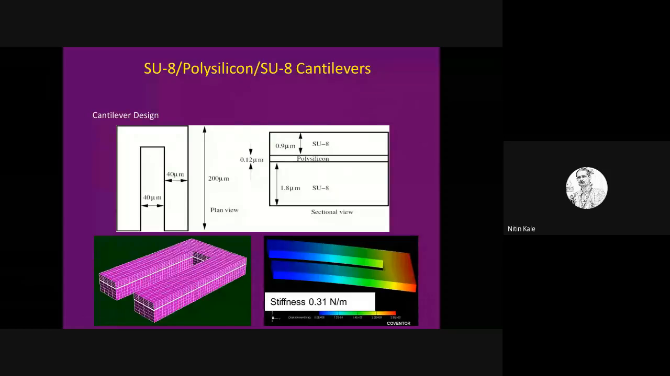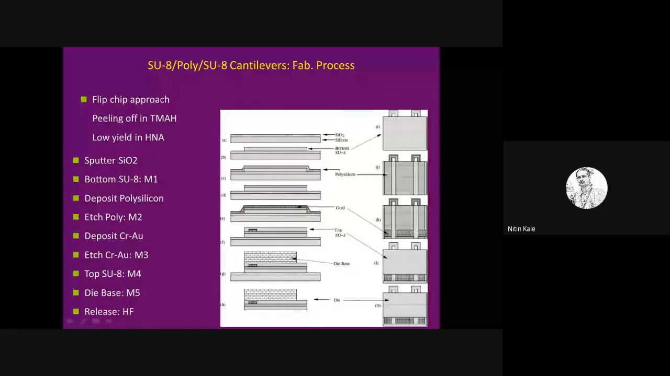So this is the design of the cantilever. This cantilever, in simulation, had a stiffness of about 0.31 Newton per meter. We fabricated this cantilever through various steps that I mentioned: deposition, lithography, etching, etc., and final release.